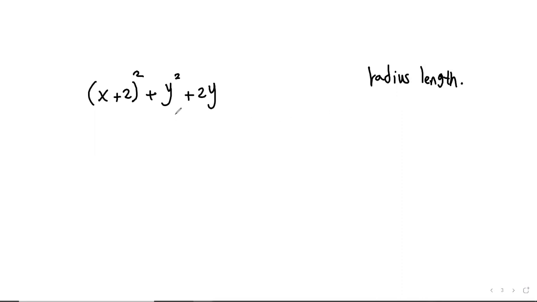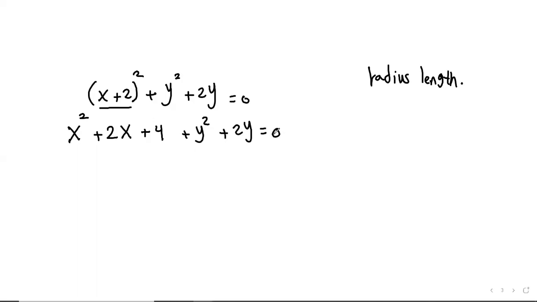This equation is not expanded. We need to expand it. So expand x plus 2 to the power of 2. It will be x to the power of 2 plus 2x plus 4. Helena, are you with me? Plus y to the power of 2 plus 2y equals 0. Okay. What is the next step?